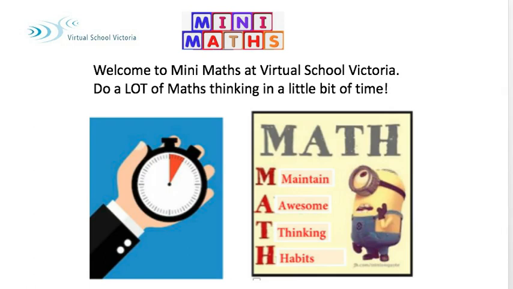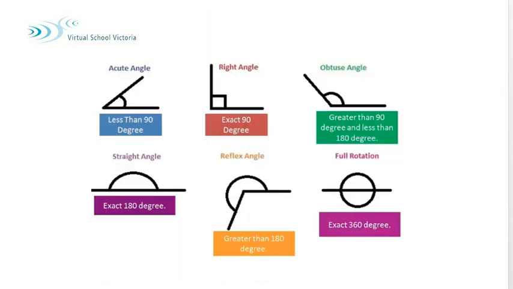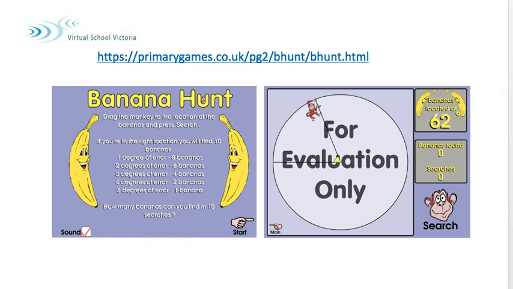This week we're continuing our work with angles. You will remember the acute, the right, the obtuse, the straight and the reflex angle, and of course a full rotation is 360 degrees. Let's start with an angle guessing and estimation game to refresh some of those angles.